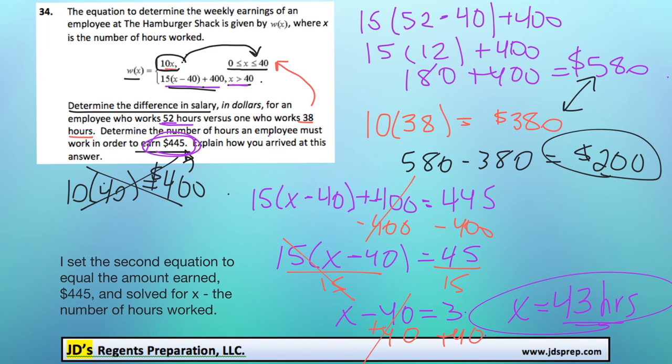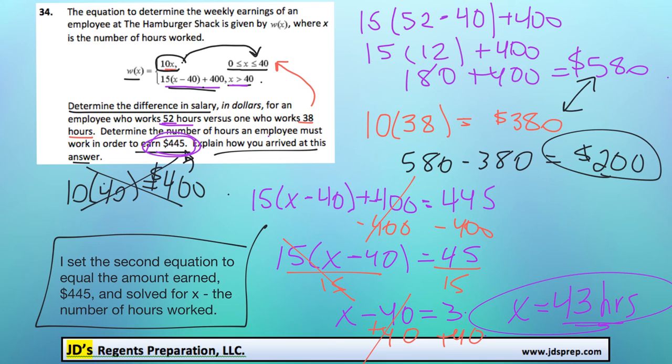And it does say to give an explanation of how you arrived at this answer. And so you can just see what I typed up here as a possible explanation. Just said that I set the second equation to equal the amount earned, $445, and solved for x, which is the number of hours worked.